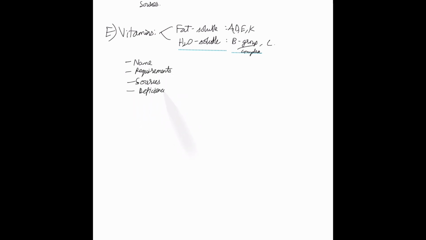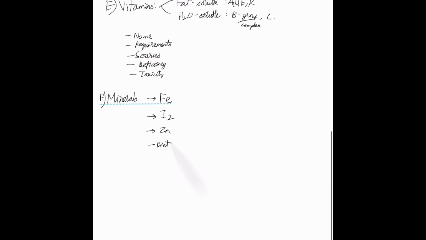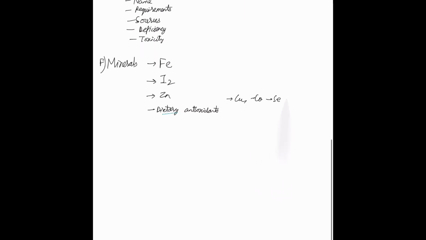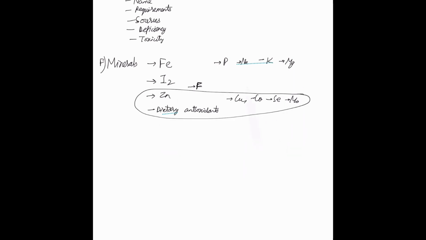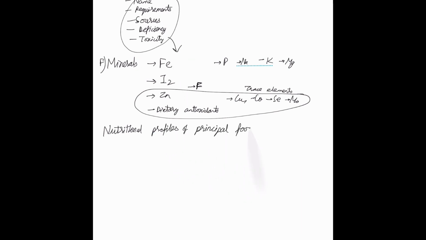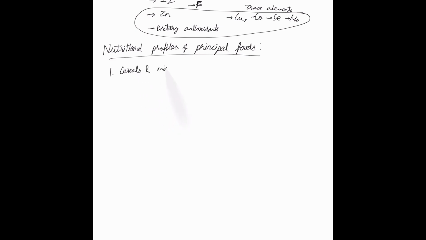We then want to discuss vitamins. So they can be fat soluble or water soluble. A, D, E, K are fat soluble; B group or B complex, and C are water soluble. So we need to know the name, requirements, sources, deficiency, and toxicity of the same. And then there are various minerals like iron, phosphorus, sodium, potassium, magnesium, fluoride, zinc, copper, cobalt, selenium, molybdenum, and dietary antioxidants. So these are all the trace elements which I have circled here.